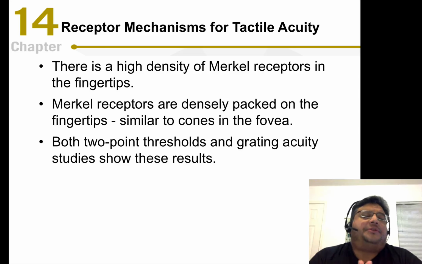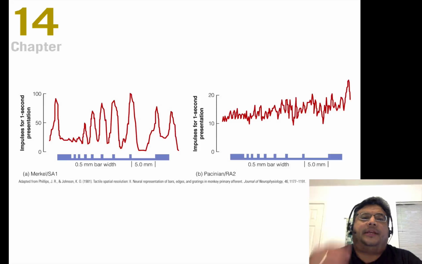Since our fingertips are so sensitive to touch, there's a very high density of Merkel receptors in the fingertips. So they're very tightly packed, just like the cones are in our foveas for vision. You can do 2-point thresholds and grating tests on the fingertips and show very fine levels of detail. The 2-point thresholds will be very low in the fingertips, and you can easily tell what direction the grates are running when you do the grating test.